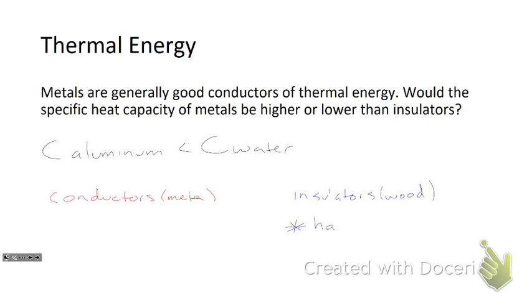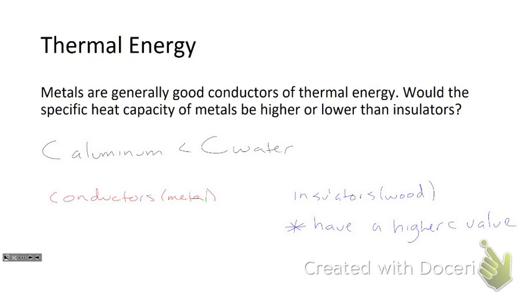will have a higher C value, right? Because we want to keep the heat in with insulators, right? So we want to have a high C value, so it needs more energy to increase the temperature, right? Whereas metals are going to have a low specific heat capacity because we don't want to invest a whole lot of energy into warming something up, right?